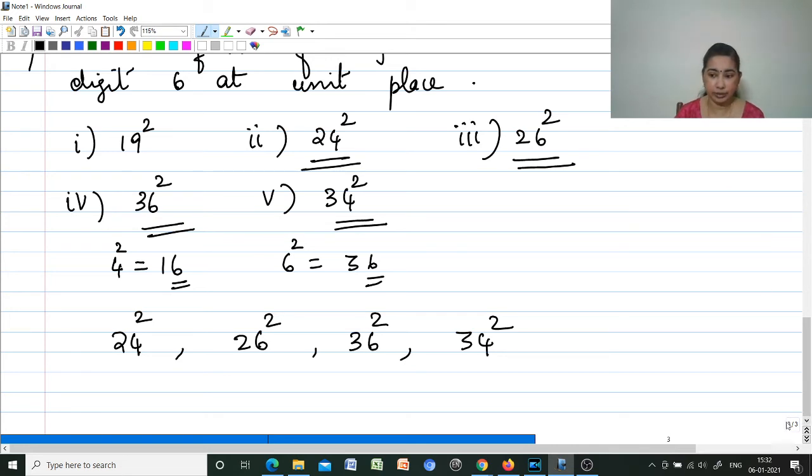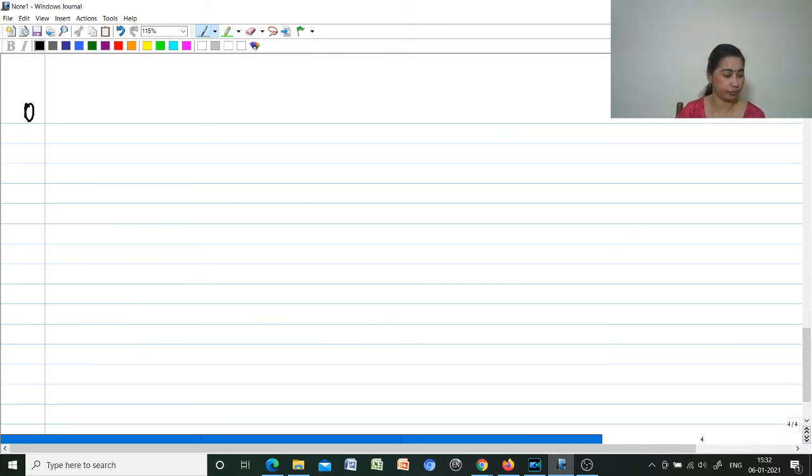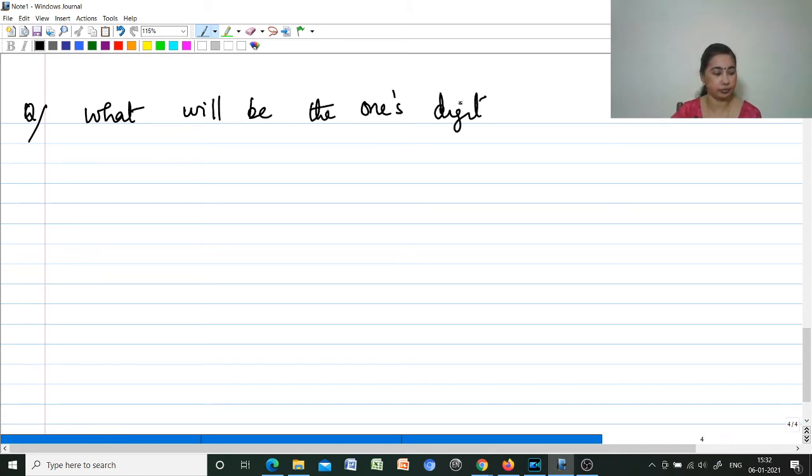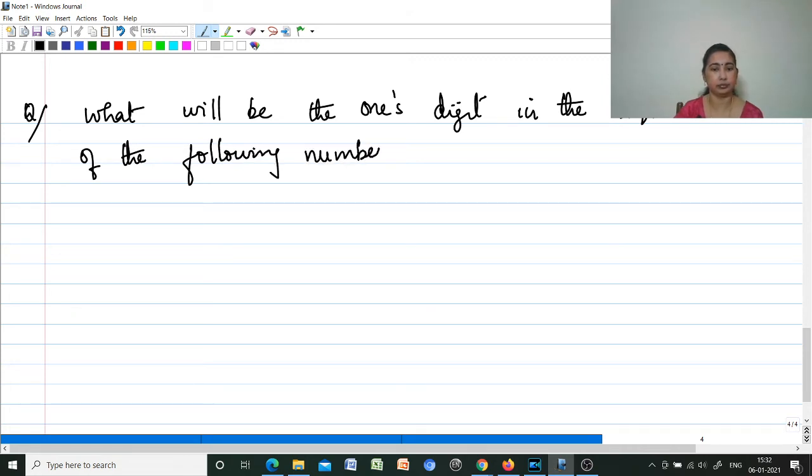Then next one, what will be the ones digit in the square of the following numbers?